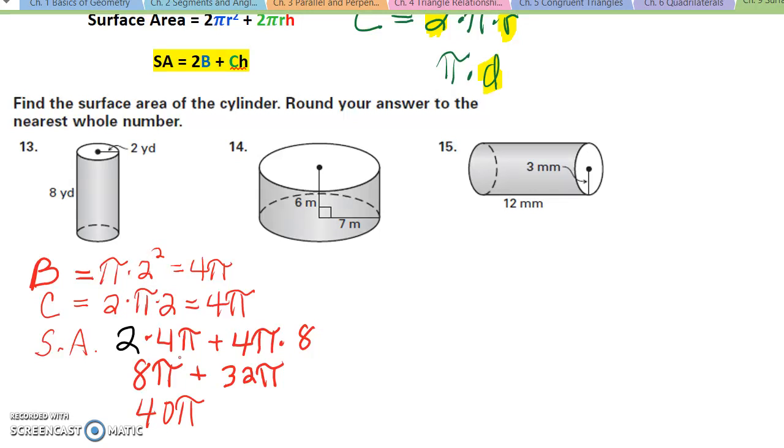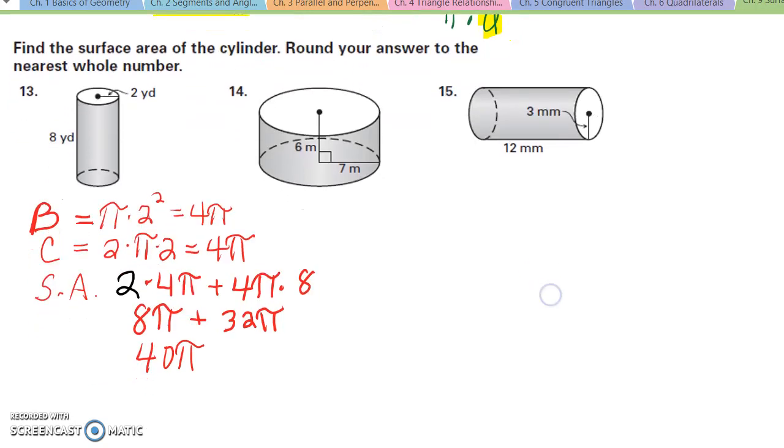And if you plug that into your calculator, remember 40, and just hit second caret to access your pi button on your graphing calculator. If you don't have a graphing calculator, just hit 3.14. Now enter. And what I get is 125.6, but my directions ask me to round to the nearest whole number. So 0.6, 6 is 5 or higher, so that's going to round up to 126. Our unit of measure is yards, always squared because it's area.